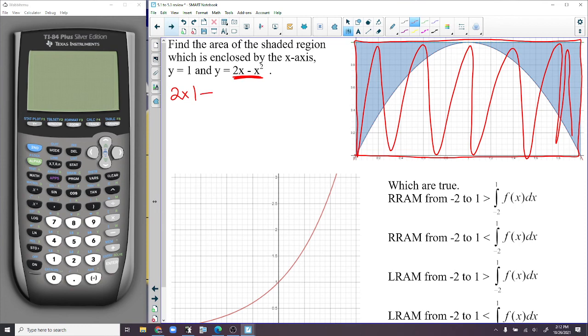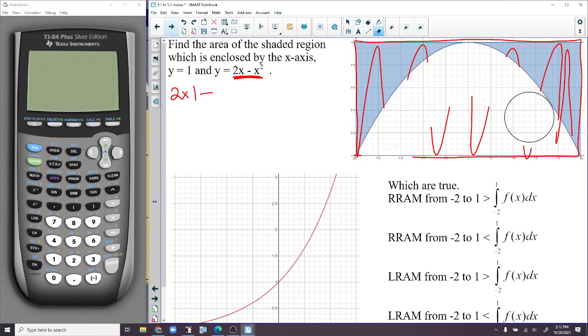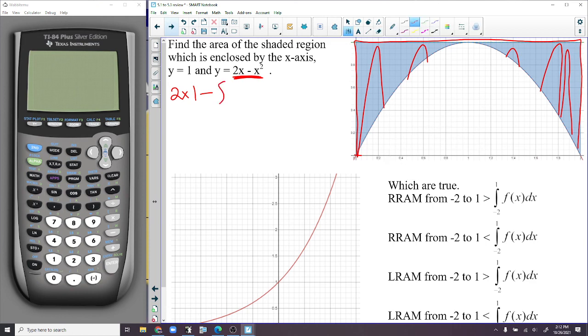And if we took an eraser and we erased out the area under this curve, what would be left is the shaded region. So we're going to subtract out the area from 0 to 2 of 2x minus x squared dx. So there's the concept. Now you just have to finish the problem. 2 minus x squared minus 1/3 x to the third from 0 to 2. Antiderivative. Plug some values in. 2 minus 4 minus 8/3.